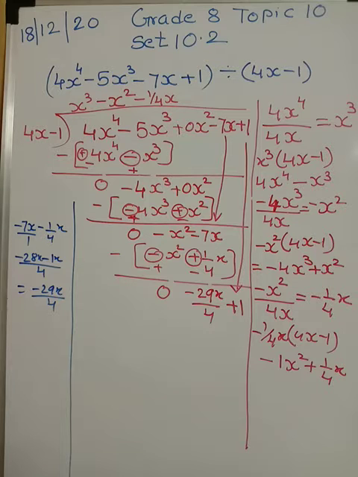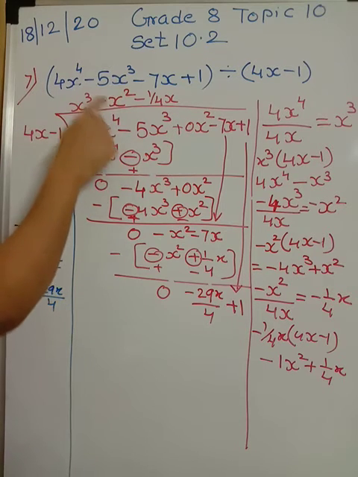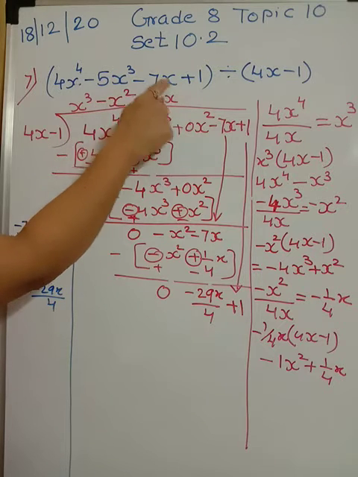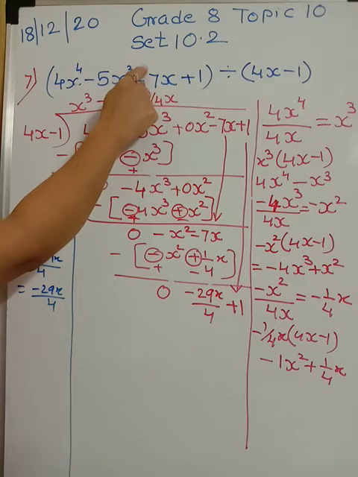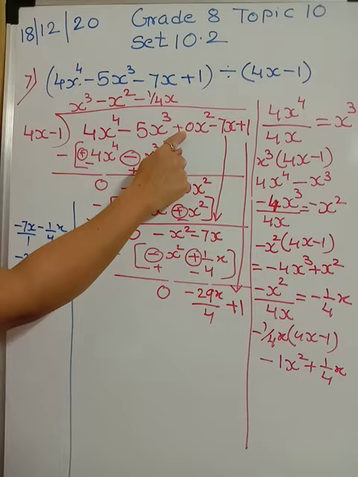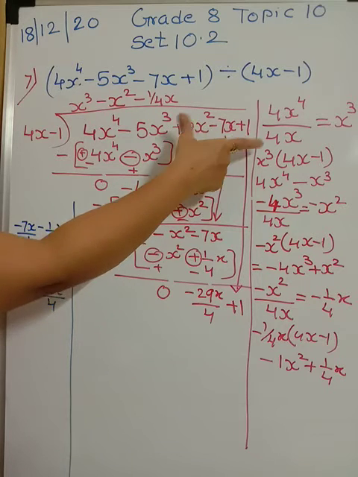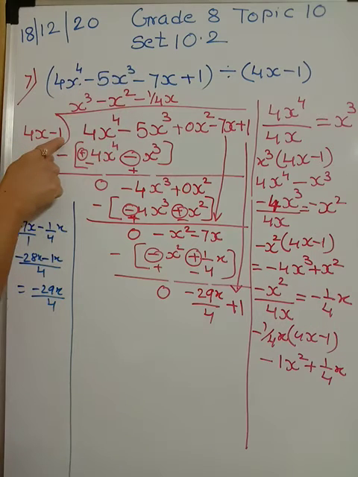Now look at the 7th problem. 4x raised to 4 minus 5x cube. After x cube, directly x is given. The x square term is missing. So for that I have taken here plus 0x square. Then minus 7x plus 1. This we are dividing by 4x minus 1.